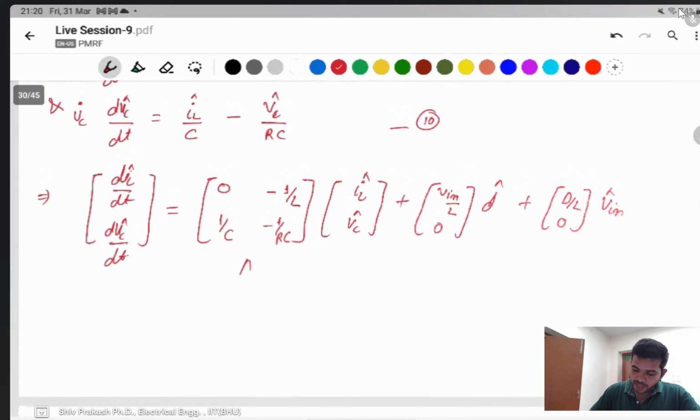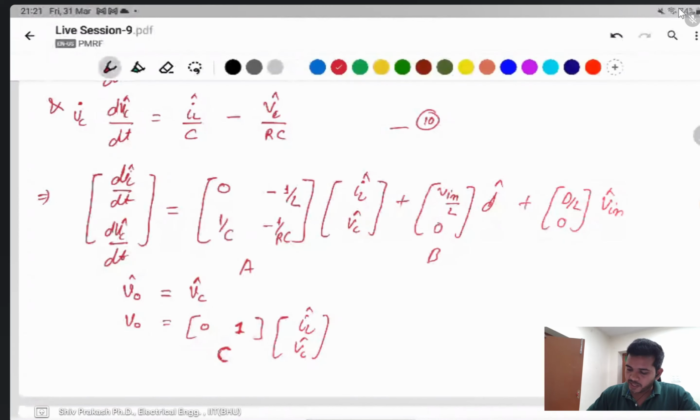This one is the A matrix, this one is the B matrix, and the C matrix gives the output voltage. The output voltage you can write as V output is equal to VC, same as the output voltage. Then VC you can write as [IL, VC] multiplied by [0 1]. Multiplying this matrix, you find only VC. V naught is equal to VC. This is the output voltage, and this matrix is C.